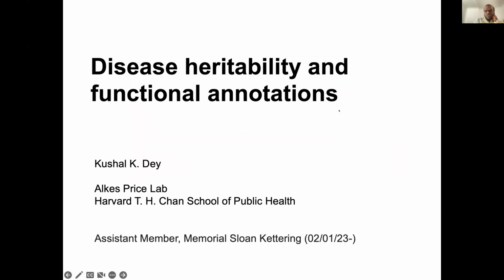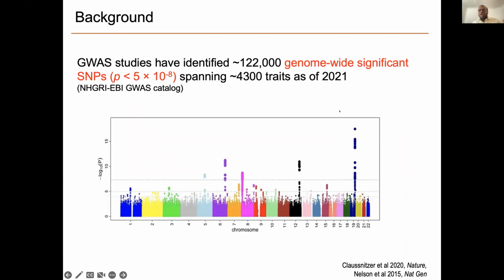Today, I'll talk primarily about disease heritability and how functional annotations can be used to inform heritability. So just to give a little bit of background, typically with genome-wide association studies, we try to identify which genetic variants are associated with a trait or a disease of interest. And over the years, there have been a large number of GWAS studies performed across many traits. Like in the GWAS catalog, there are nearly 4,000 different traits and more than 100,000 genome-wide significant SNPs with a p-value less than 5 × 10⁻⁸.